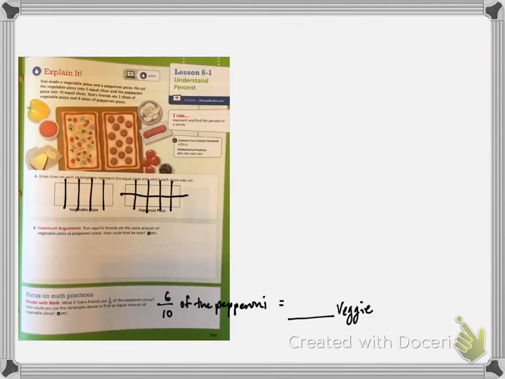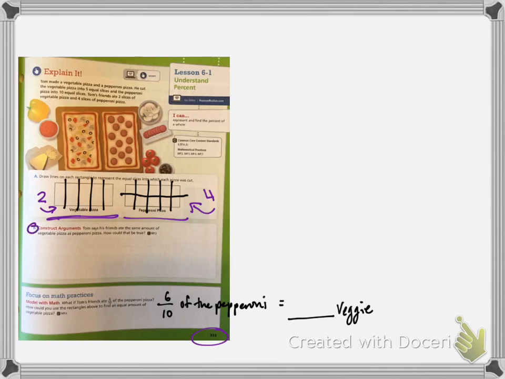So on the Explain It page, which is on page 335, they're talking about how this guy Tom made a veggie pizza and a pepperoni, and he decided to cut the veggie pizza into 5 pieces. So I quickly did that down here. But the pepperoni pizza he cut into 10 equal slices. And it says his friends ate 2 slices of the veggie pizza and 4 slices of the pepperoni. So they first want you to draw lines on each rectangle to represent the equal slices into which each pizza was cut. I had already done that just to make this a little bit easier.